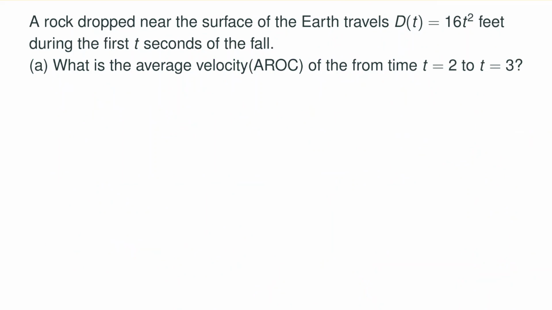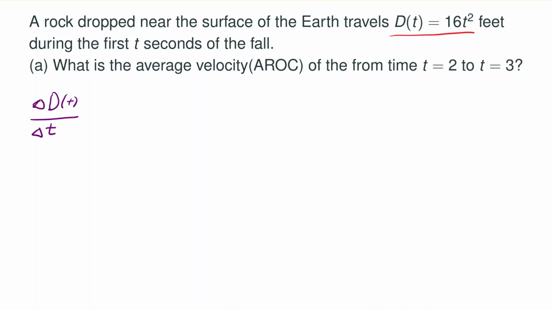A rock dropped near the surface of the Earth travels a distance given by d(t) = 16t² feet during the first t seconds of the fall. What is the average velocity from time 2 to time 3? We have a distance function, and velocity is distance relative to time. So average velocity here is, again, change in distance over change in time.